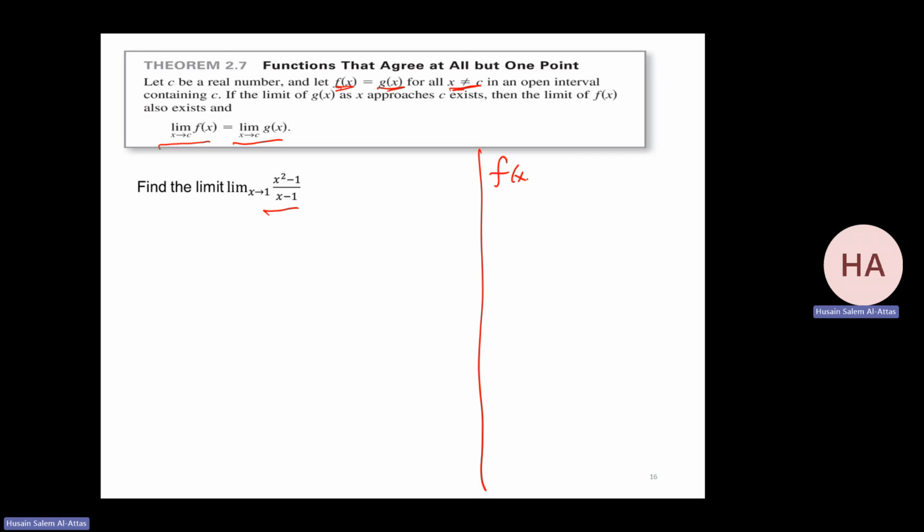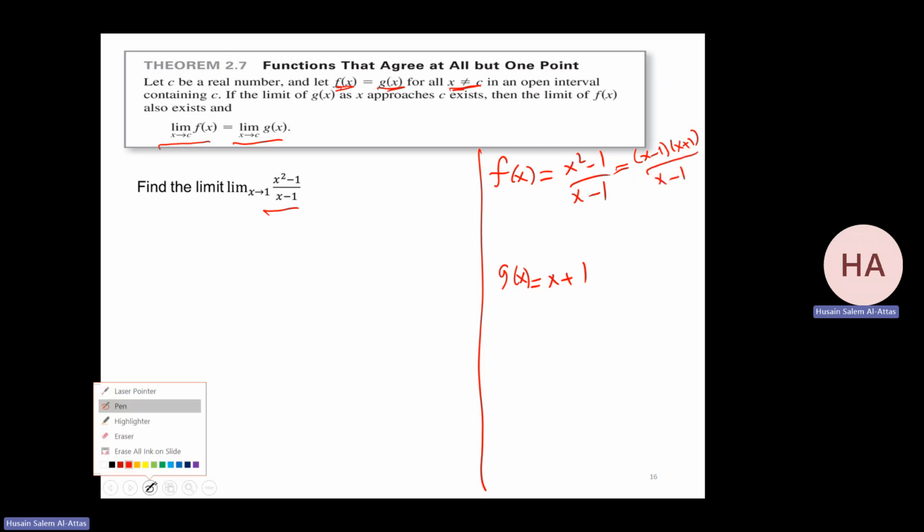f of x, x squared minus 1 over x minus 1. We look at this function, x plus 1. These functions are the same, except at one point. Because if you simplify this one, x minus 1, x plus 1 over x minus 1, I can cancel this if I put a restriction, x not equal to 1.